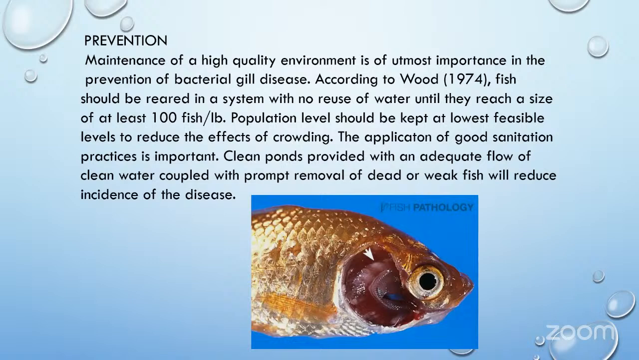So how to prevent this? Maintenance of a high quality environment is of utmost importance in the prevention of bacterial gill disease. According to Wood in 1974, fish should be reared in a system with no reuse of water until they reach a size of at least 100 fish per pound. Now, population level should be kept at the lowest feasible levels to reduce the effects of crowding.